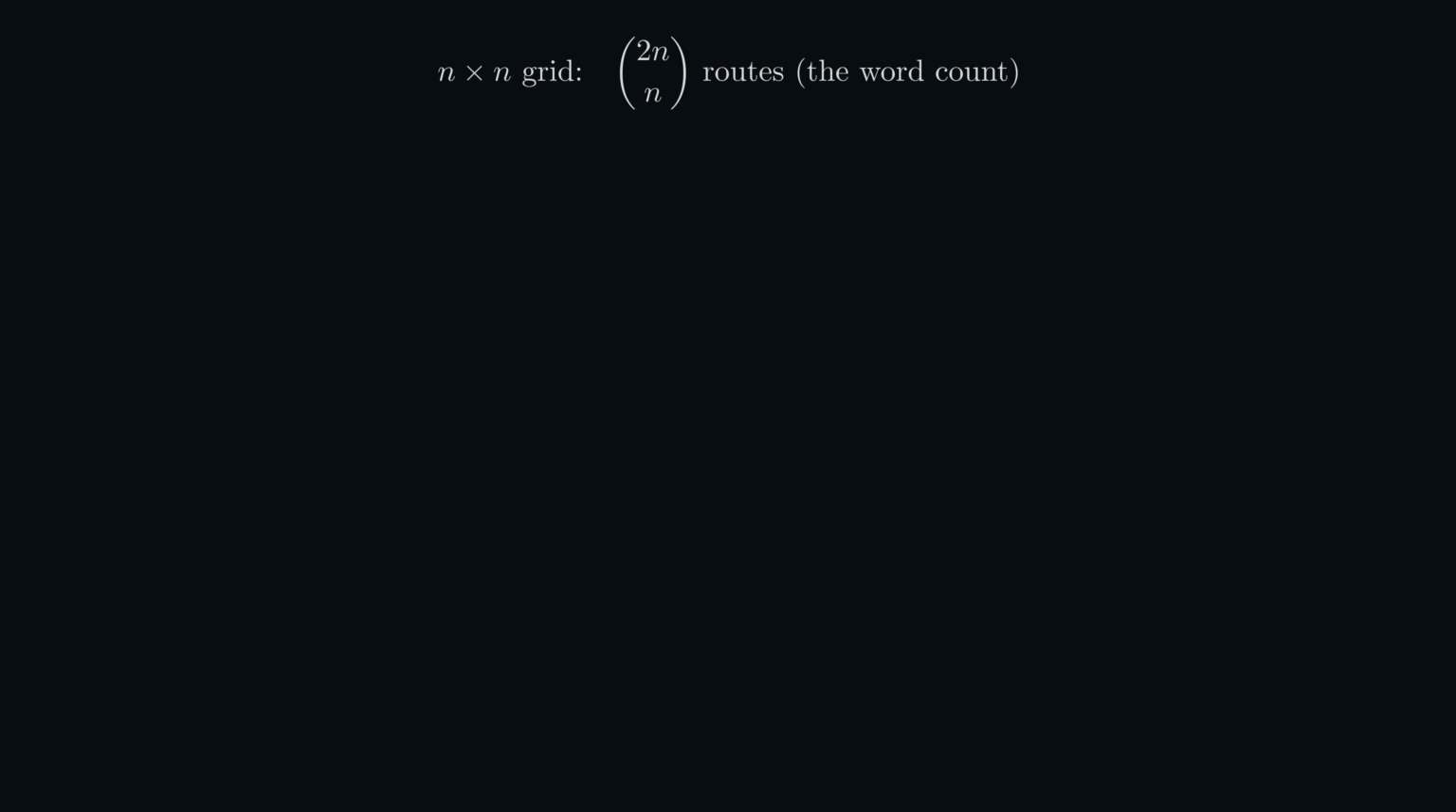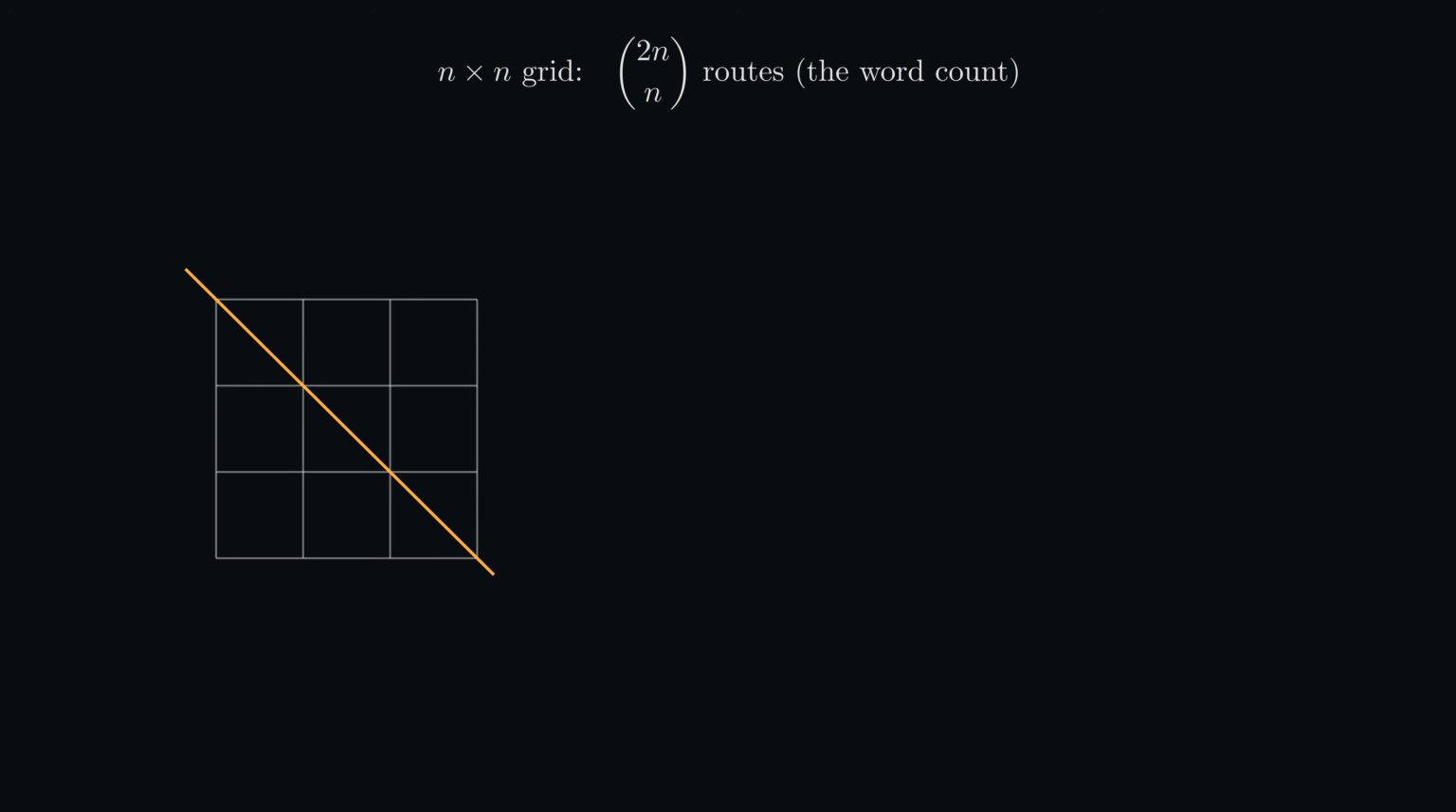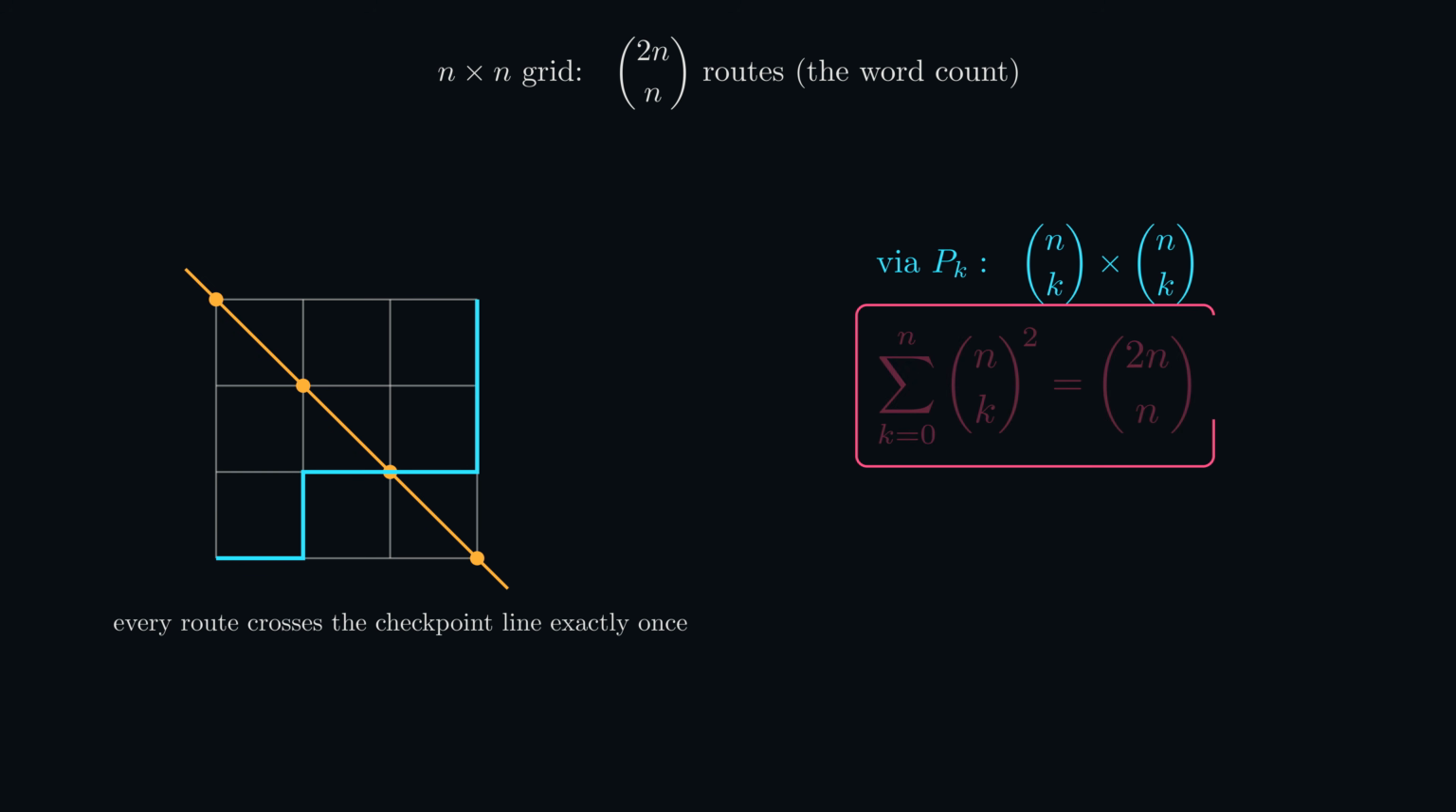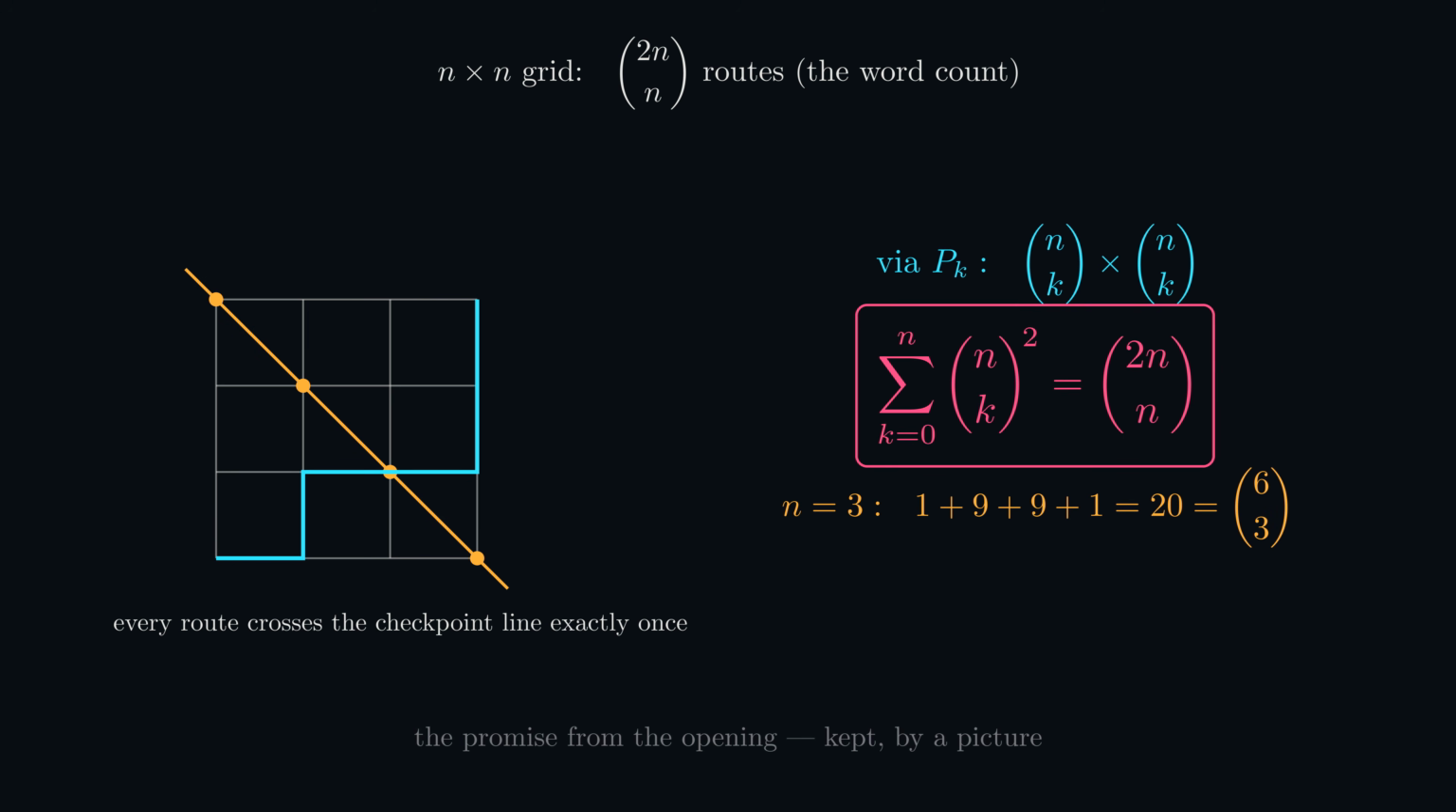Take the n by n grid. Count 1, the word argument. 2n letters, n of them use 2 and choose n routes. For n equals 3, 6 choose 3, 20. Count 2, draw a checkpoint, the anti-diagonal line of corners running from top left to bottom right. Every route must pass through exactly 1 checkpoint corner. No route can touch 2. After crossing, there is no way back.